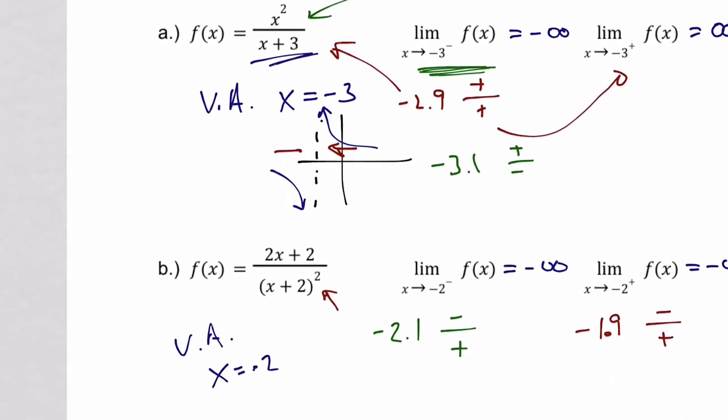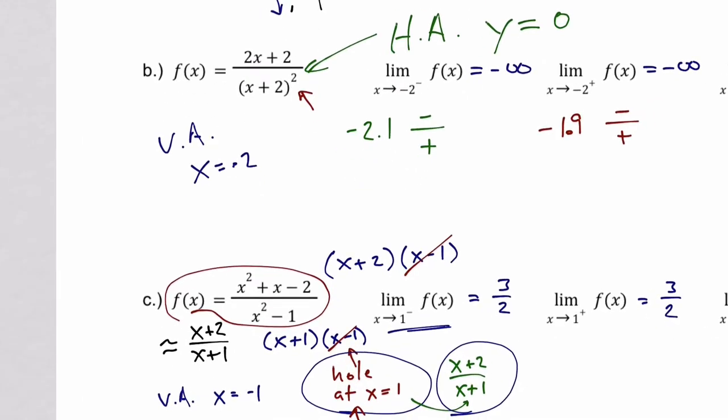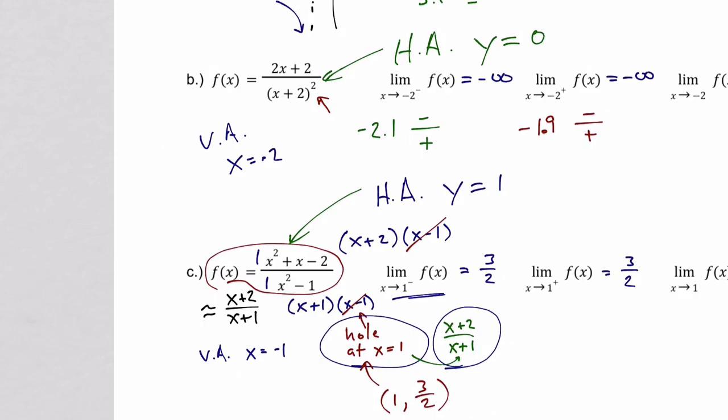In the second example, the degree of the bottom is bigger, so there's a horizontal asymptote of y equals 0. And in the final example, the degrees are the same. It's not super interesting though. The leading coefficient is just 1 for both of those. So the horizontal asymptote is going to be y equals 1, the ratio of 1 over 1.